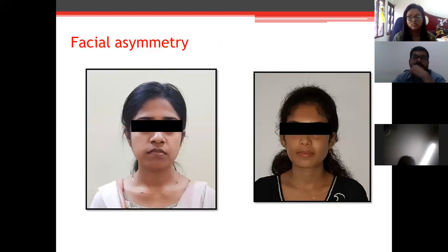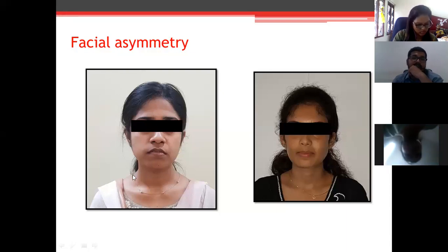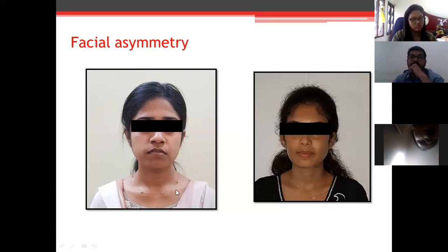So I will show some pictures of facial asymmetry. The first picture was referred to me by an orthodontist. When the orthodontist referred her, he called me and told me, sir, this is the patient, and our chief complaint is the facial asymmetry. When we check the occlusion, we don't have much problem in the occlusion. She has just TMJ clicking and pain on one side. But her chief complaint is the facial asymmetry.